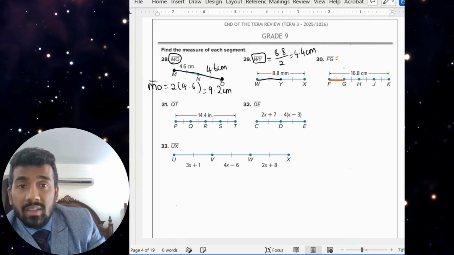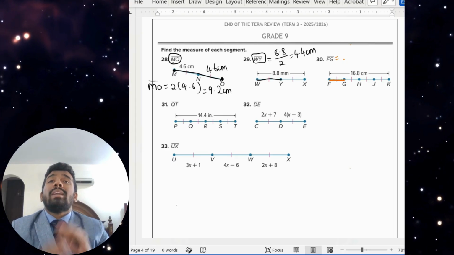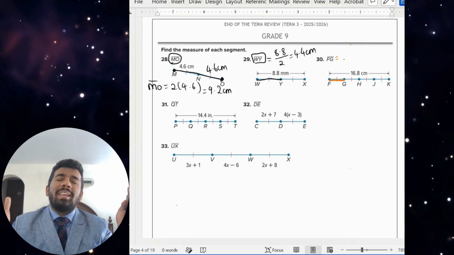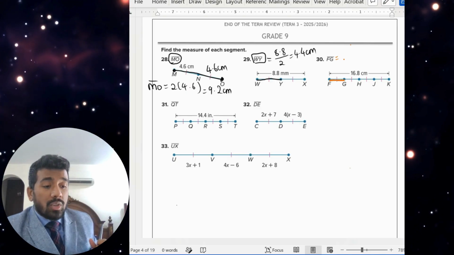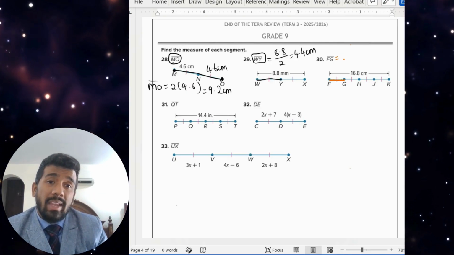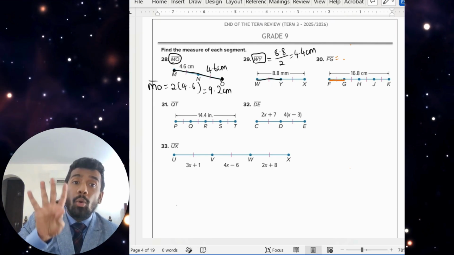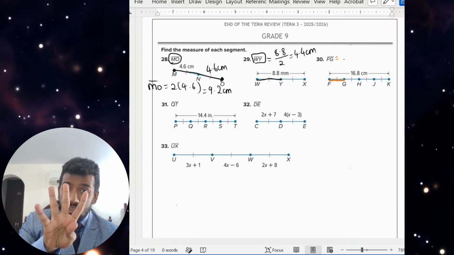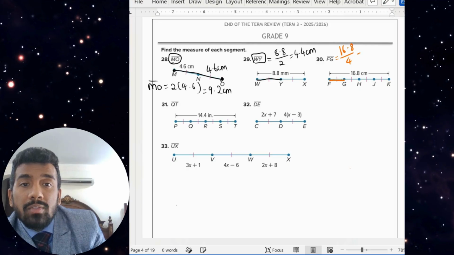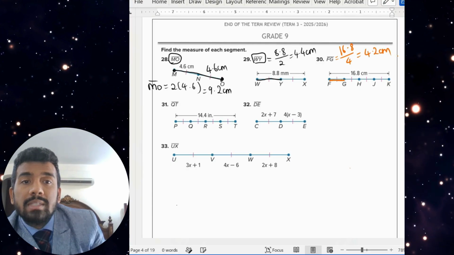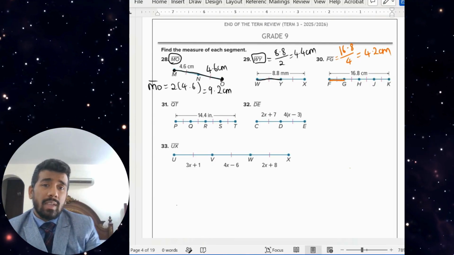How much will FG be? Think. Think as your father, suppose he has 16.8 centimeter, or 16.8, what I'm saying, 16.8 dirham, and he has four sons and he has to give all of them an equal amount. How will he give it? Simple. He'll divide by what? By 4. Because there are four parts, right? Same way, I'll divide it by 4. So 16.8 divided by 4. What will I get? 4.2 centimeter. Is it easy? Easy peasy lemon squeezy.